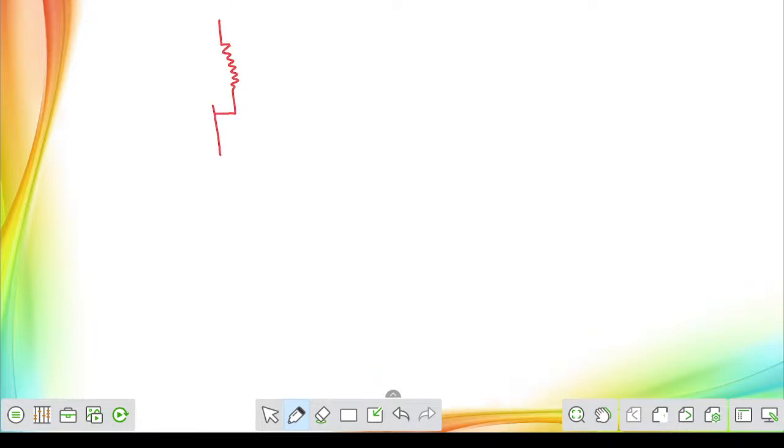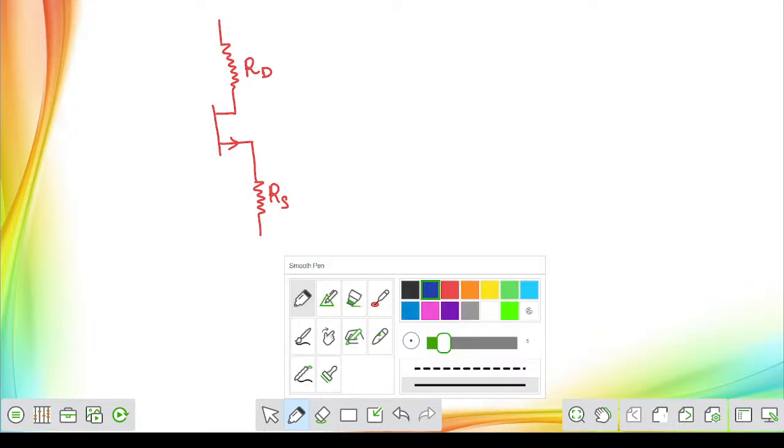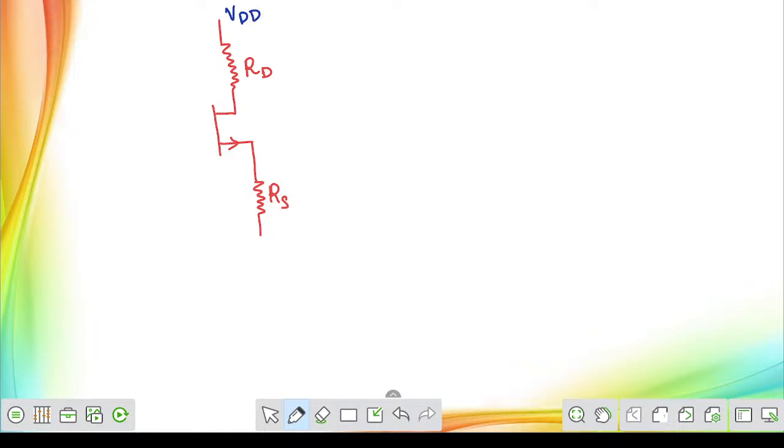For example, if a circuit is given like this, and here one more resistor is given, this is the drain resistor and this is a source resistor. Here we are giving VDD, and at this point we give the gate voltage, which I am considering as VG, and this is VGS, the gate to source voltage. This terminal is the source terminal, and this is your drain terminal. Suppose I connect it with the ground.